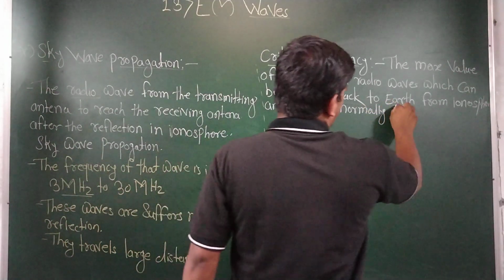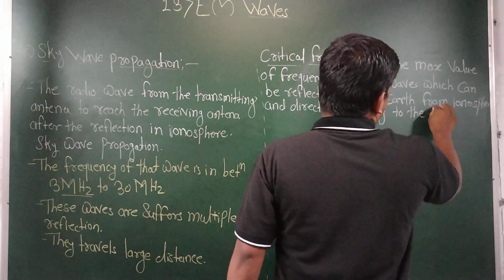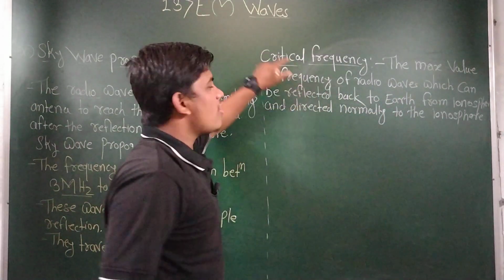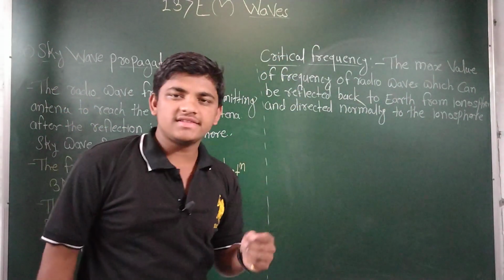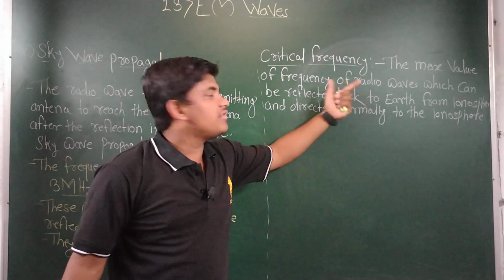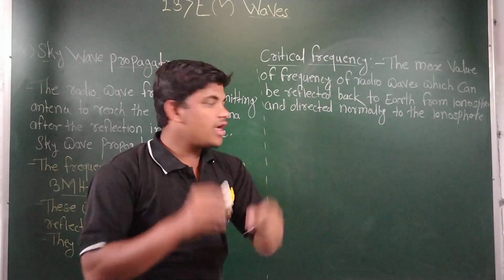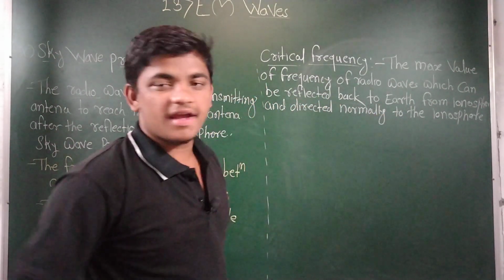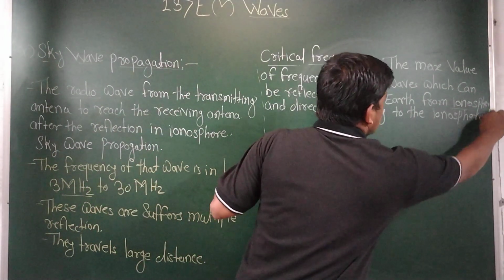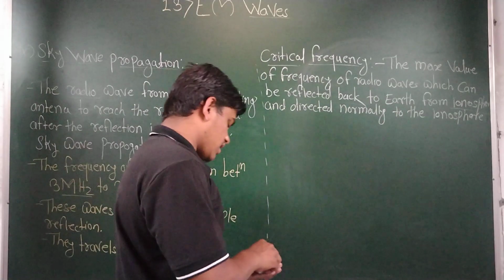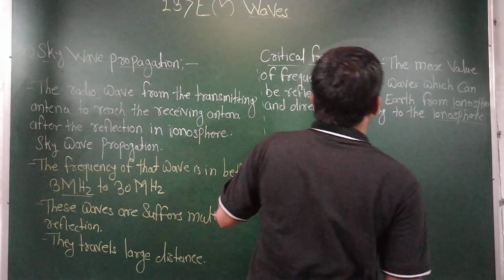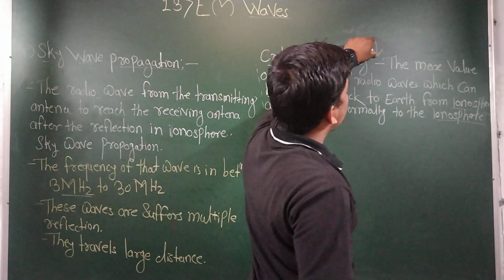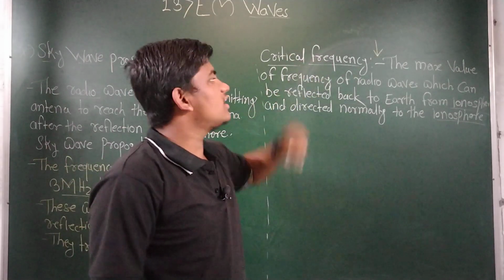And directed normally to the ionosphere, this is all about the critical frequency. It is the maximum value of the frequency of the radio waves which will be reflected back. The wave that is reflected back toward the earth's surface is reflected from the ionosphere, and its direction is normally perpendicular to the sphere. As we drew a sphere and the wave was coming toward the earth, the frequency at that time is called the critical frequency.